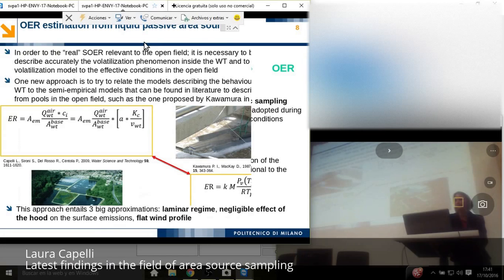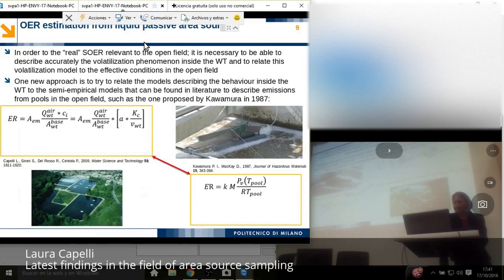It is important to understand what happens inside your hood before you can relate it to anything else, and of course to relate it to the conditions in the open field. So our idea was to relate the models that describe the behavior inside the wind tunnel, which can be found from the Prandtl boundary layer theory and so on, to other semi-empirical models that can be found in literature that describe emissions from pools in the open field.